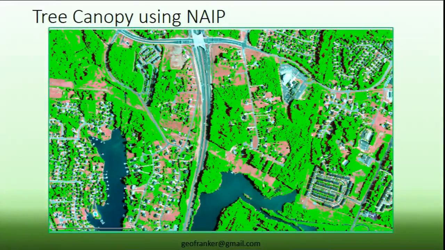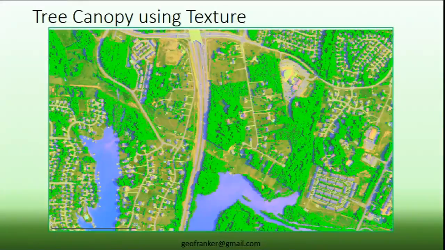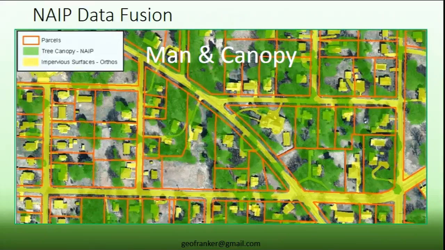It's all tree canopy. So bringing in that texture, that grassy field is now grass, and the tree canopy is tree canopy. Again, the texture is derived from the NAIP. It's not using another data set, and so forth.